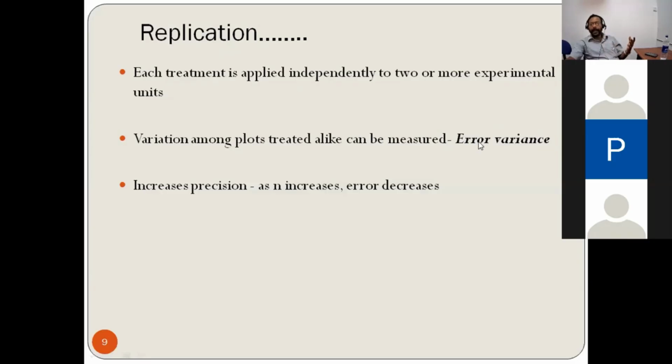If it is an error, why should we have error in our experiments? We need to have some error, right? But not purposefully. It comes automatically when you apply the same treatment to different experimental units, you get the error variance, right? Okay.